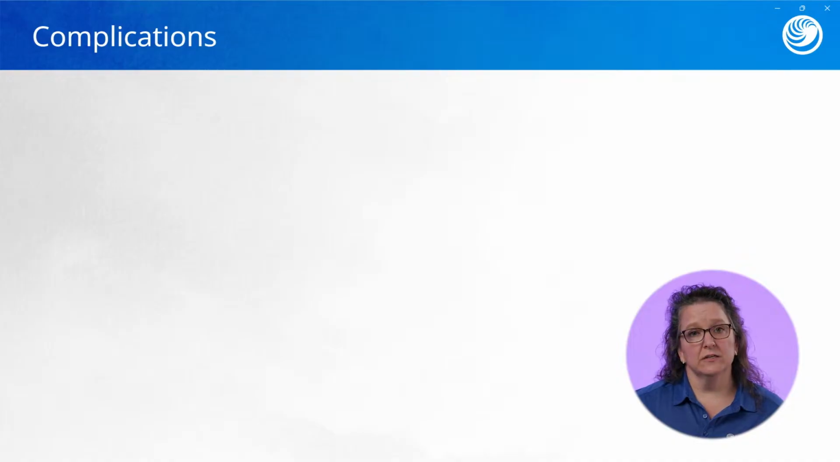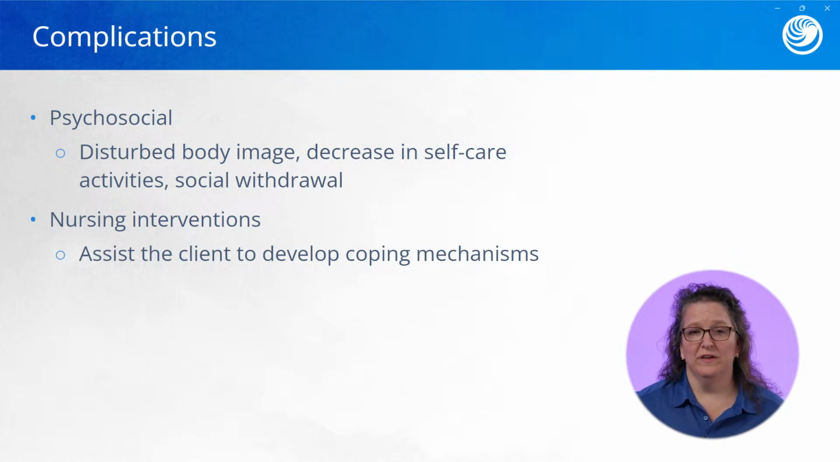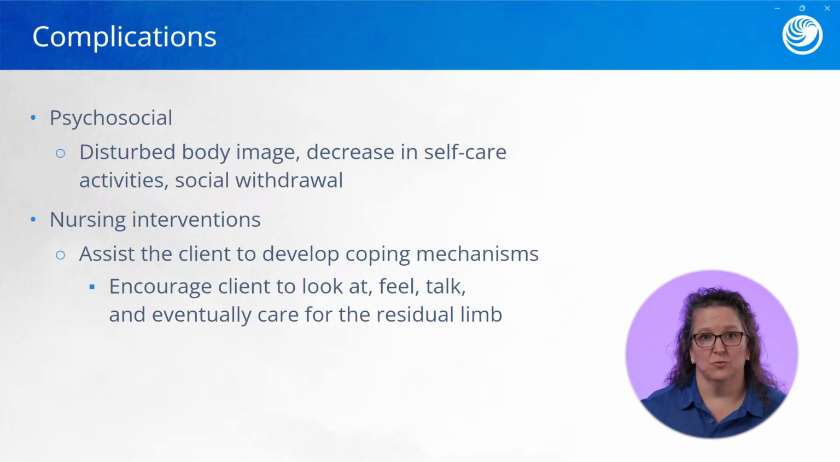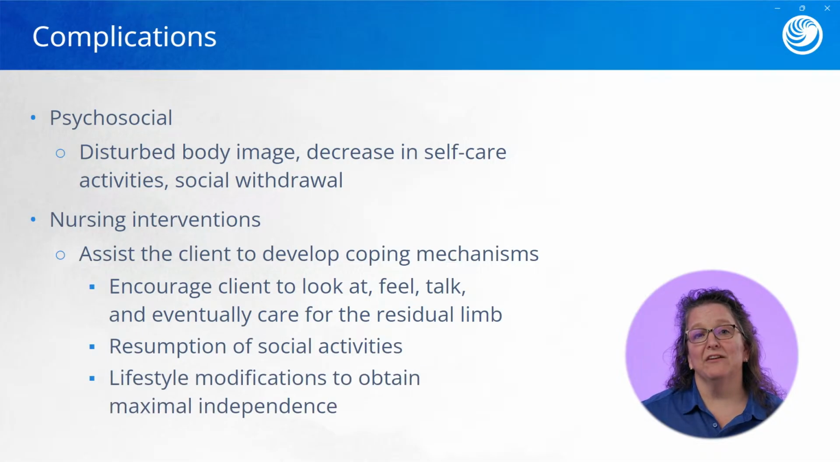Additional complications include the psychosocial implications of amputation. These clients will have a disturbed body image, they may have decreased self-care, and they may socially withdraw. We want to help these clients with coping mechanisms. We want to encourage them to touch and feel and talk about the amputation and their residual limb. We want to encourage them to care for that residual limb. We want to encourage them to resume their social activities. And we want to encourage lifestyle modifications so they can return to maximal independence.